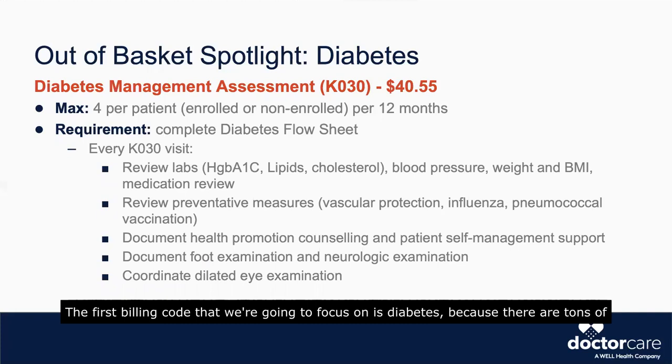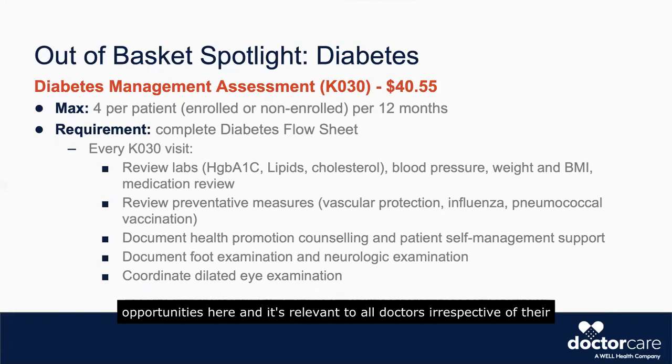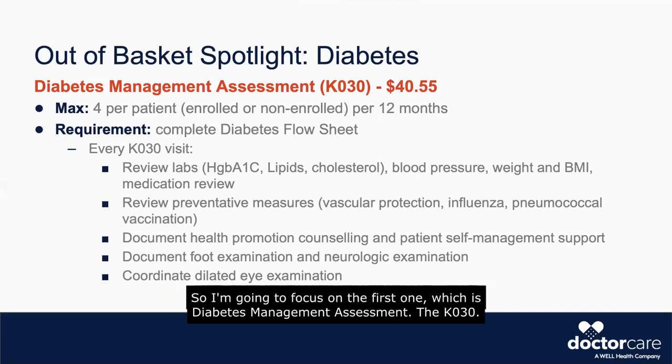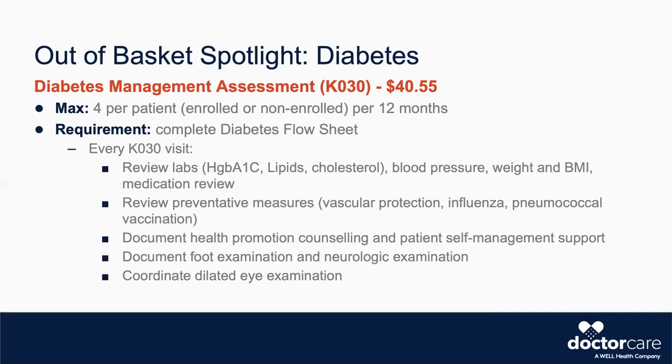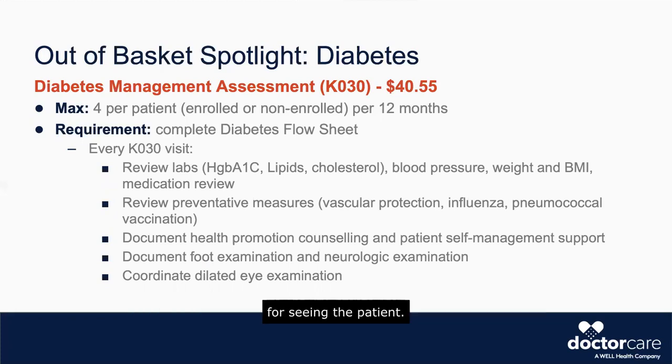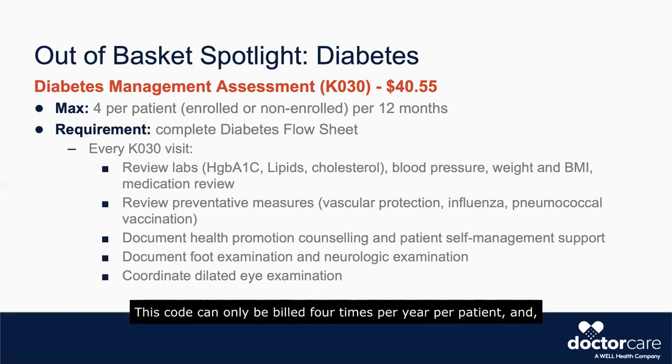Because there are tons of opportunity here and it's relevant to all doctors irrespective of their patient enrollment model. Diabetes is broken up into two different codes. So I'm going to focus on the first one, which is Diabetes Management Assessment, the K030. This K030 is equivalent to the A007 that you would typically bill for seeing the patient. This code can only be billed 4 times per year per patient.